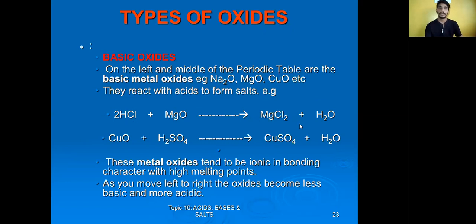When 2HCl reacts with MgO, it forms MgCl2 along with water. Copper oxide reacts with H2SO4 to form CuSO4 along with water. These metal oxides tend to be ionic in bonding character with high melting points. As you move left to right, the oxides become less basic and more acidic. So this is the observation we have to understand.